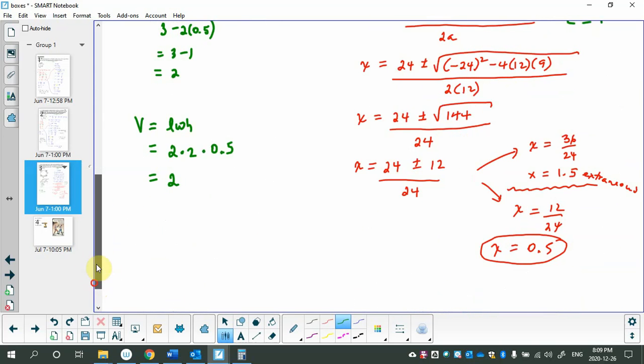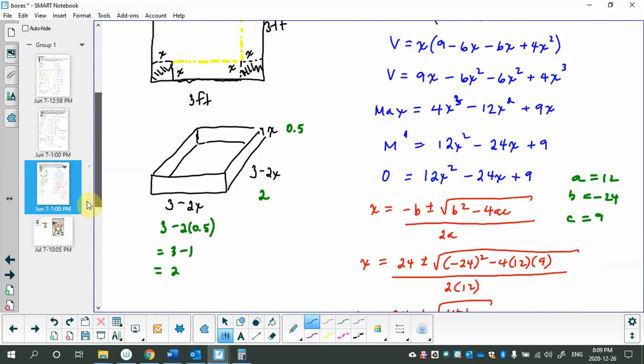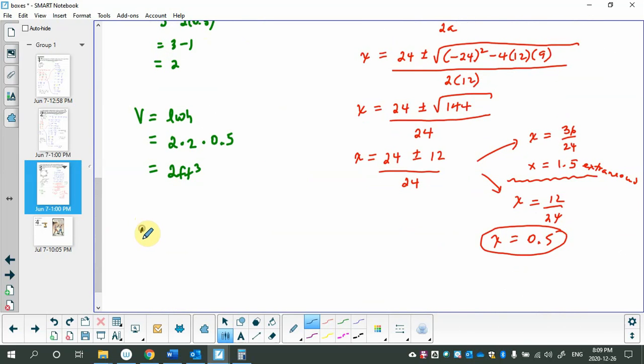Ooh, it's feet. Feet, volume is cubed. So back to the original question to reread it one last time. Find the largest volume. Therefore, the max volume is 2, and you can write feet cubed if you want. But just to snazz things up, I'm going to say cubic feet so you know that that's a thing if you ever see it.